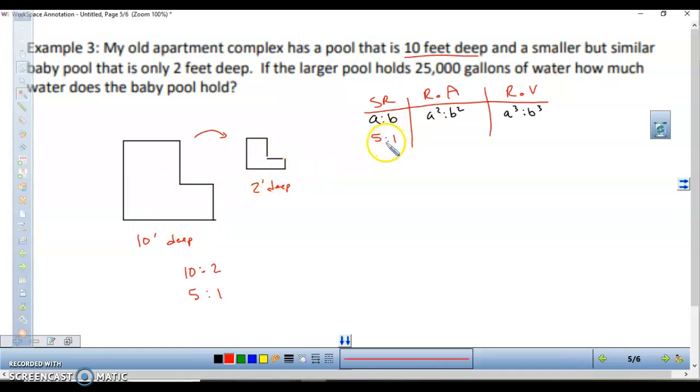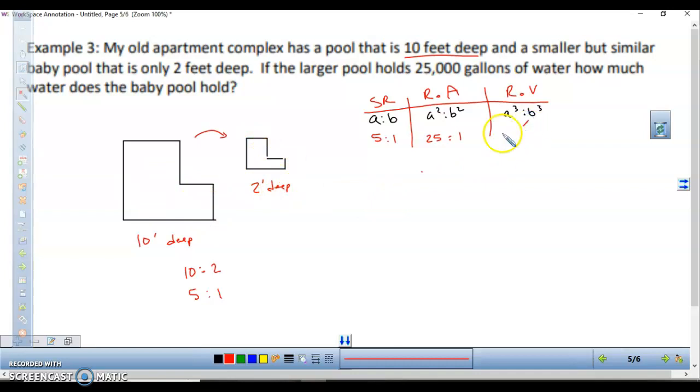To get the ratio of areas, I square that. 5 squared is 25, 1 squared is 1. What that means is that any area aspect of this pool is 25 times as much as the area of this one. So for instance, the area of the bottom of this pool would be 25 times as much as the area of the bottom of this one.